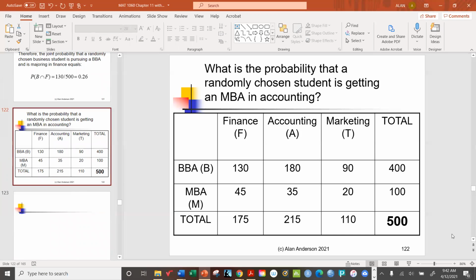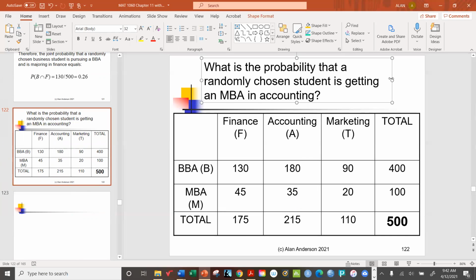so the 500 doesn't change. The total is always the same. What's the probability that a randomly chosen student is getting an MBA in accounting? How would you figure that out?